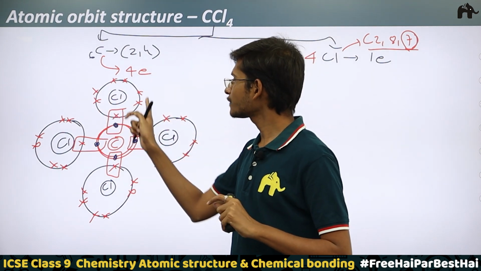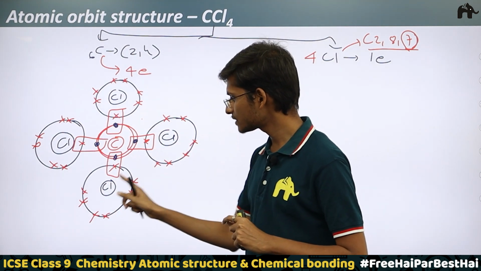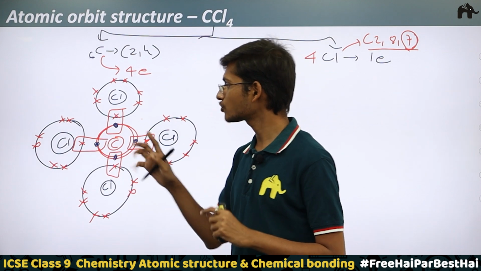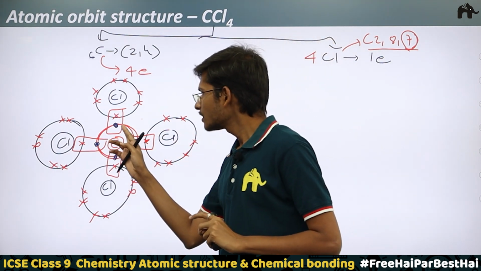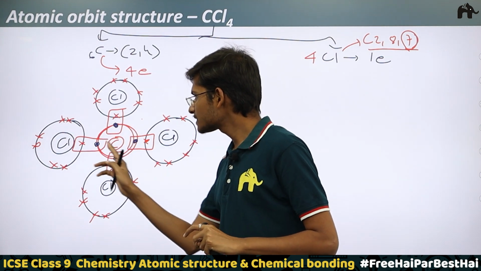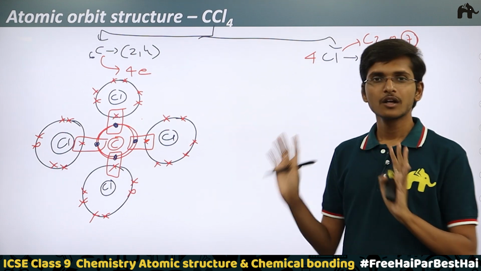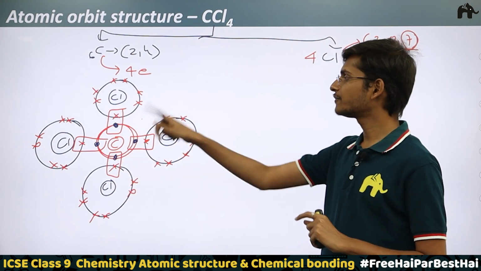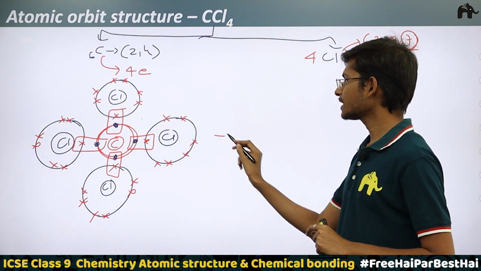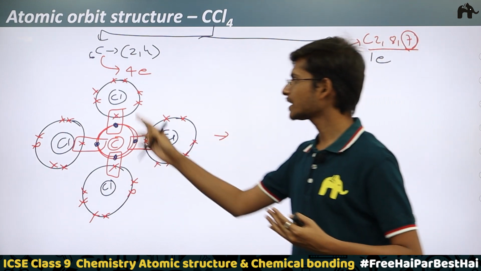So 1, 2, 3, 4, 5, 6, 7, 8. In the same manner, 6, 7, 8 for each of the others. So the chlorine atoms' octet is complete. And pay attention here, see, 2, 4, 6, 8. The carbon atom's octet is also completed. So this type of sharing takes place between the carbon atom and 4 chlorine atoms, and it results in the formation of covalent bonds between the carbon and the chlorine atoms.